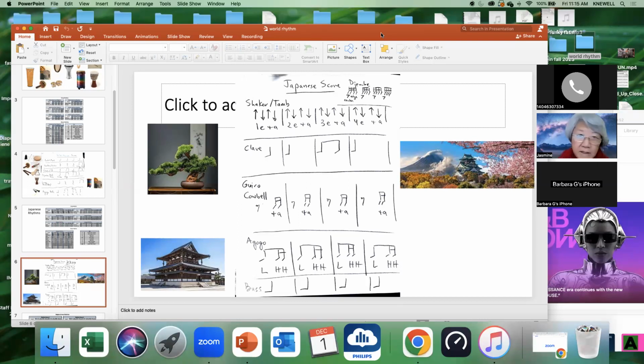The next part is our clave part. Where are the claves? Here they are. Okay, claves is 1, 2, 3, and 4.